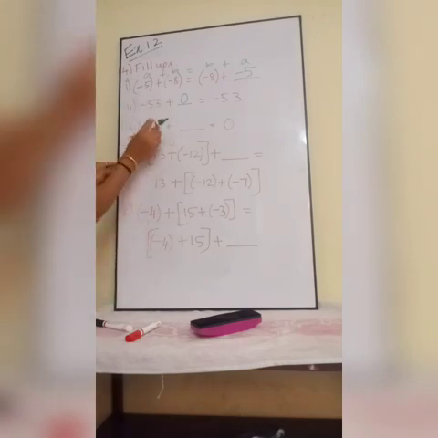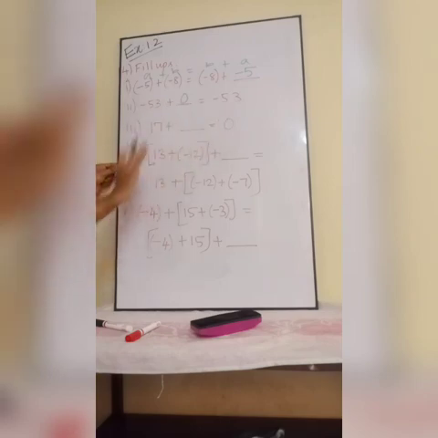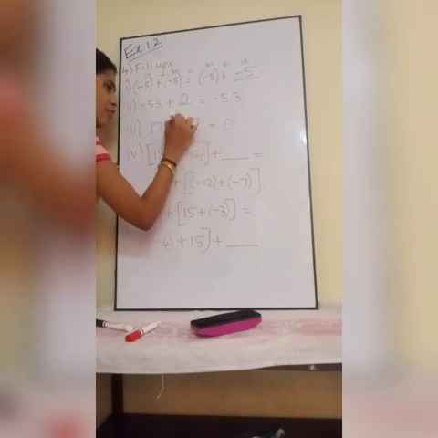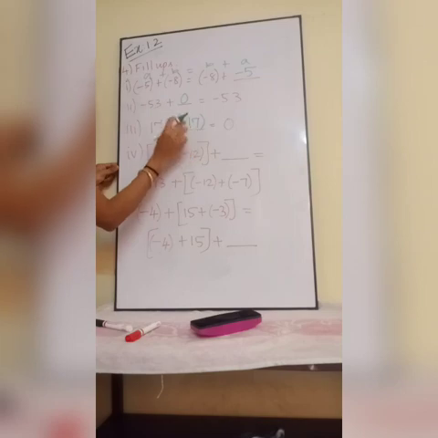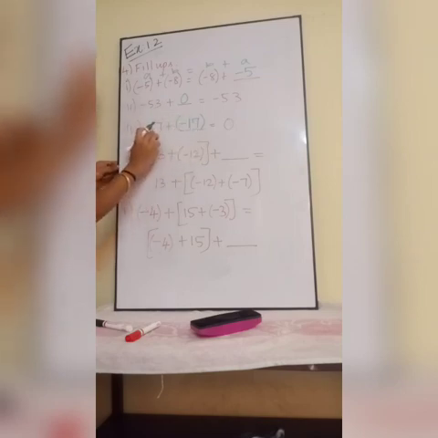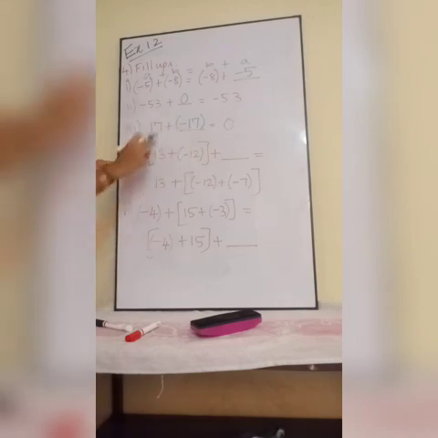Next, this is one integer. If you add it with which integer will you get 0? It's the inverse. If it is a positive integer, the additive inverse will be negative, and if negative, then positive. So plus 17 means you will write minus 17 here. If it is minus 17 here, you will write plus 17. So this is the property of additive inverse.